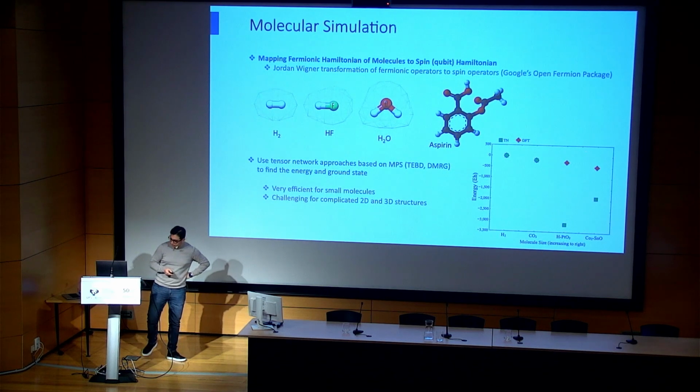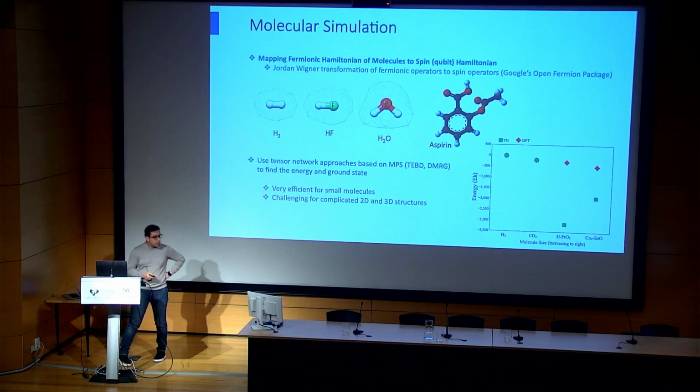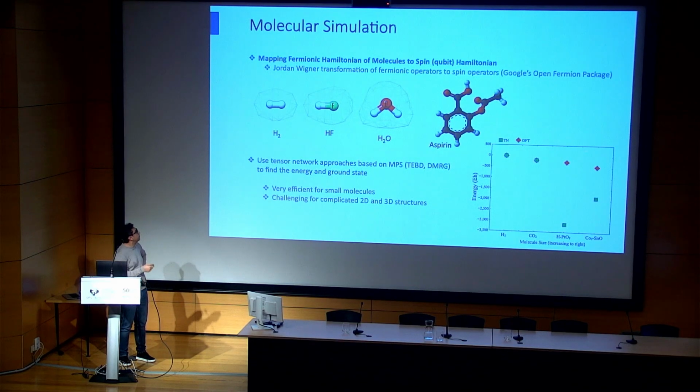I think in the previous two talks, it was already discussed that when you have, for example, a Hamiltonian of a molecule obtained by some Hartree approximation, you can use either classical or quantum approaches to do the simulation.